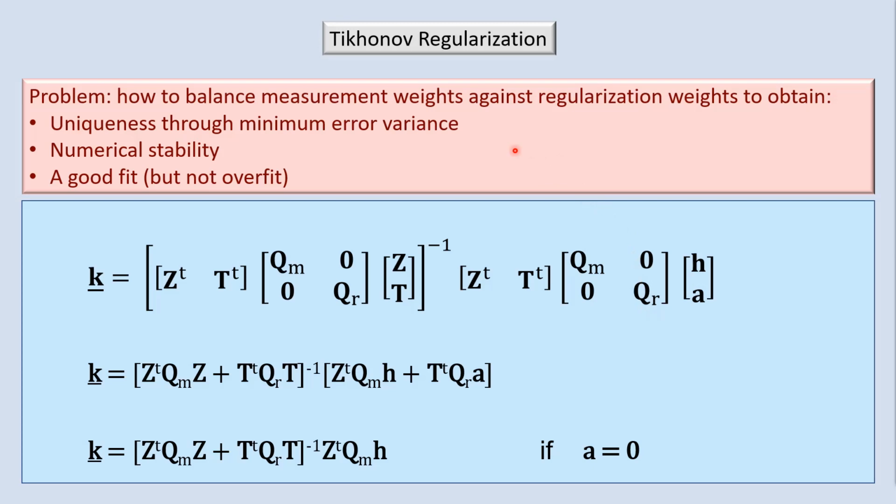We will not attain necessarily numerical stability. This matrix might not be invertible, or it might border on singularity. Or if we give too much weight to the regularization constraints, we might not get a good fit with the calibration data set. So we have the problem of balancing this against this in order to attain the goals we seek through regularization.